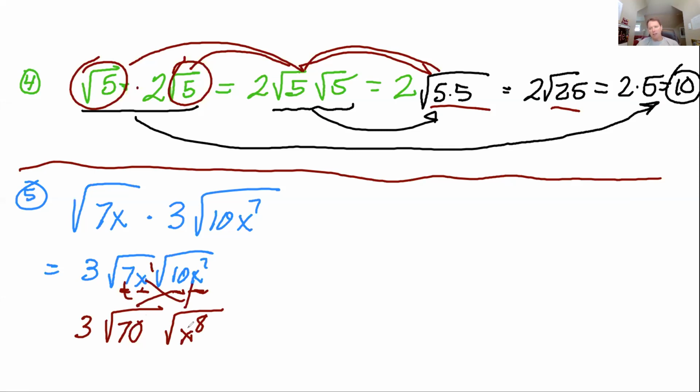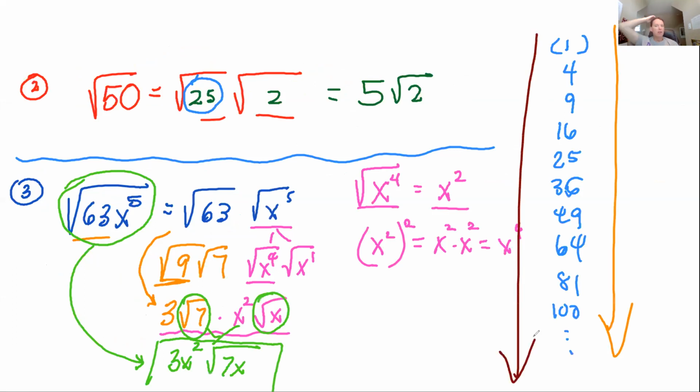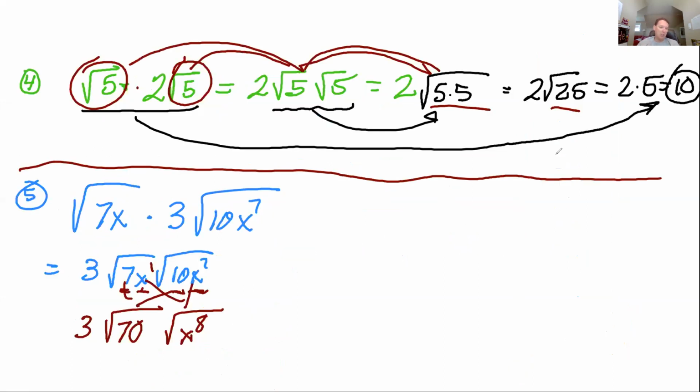Now, here's the problem with 70. Let's go back here to this list. Look down there. Do you see anything there that goes into 70? 4 doesn't go into 70, it goes into 80. 9 goes into 72, 16 goes into 64, 25 goes into 75, 36 goes into 72. All the other numbers are too big. So nothing goes into 70, so I can't actually simplify that any further. Yes, I could write two numbers whose product is 70, but if I can't find the square root of at least one of them, then there's no point in doing it.